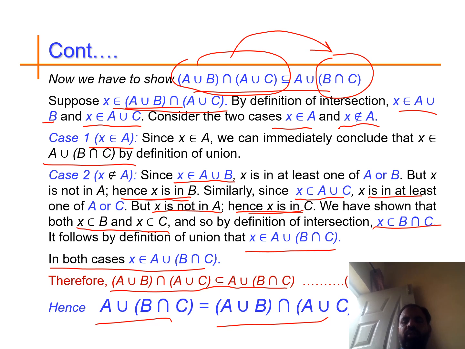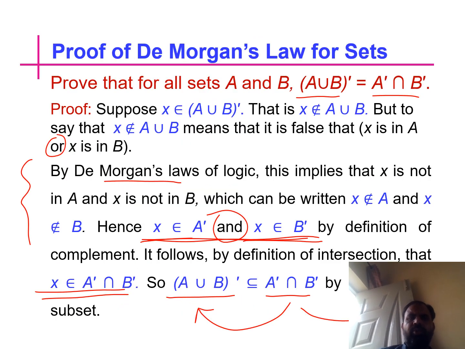So from these two inclusions, you can see that A union (B intersection C) is equal to the right hand side, (A union B) intersection (A union C). So the left hand side is equal to the right hand side. Now we prove the De Morgan's laws for sets.